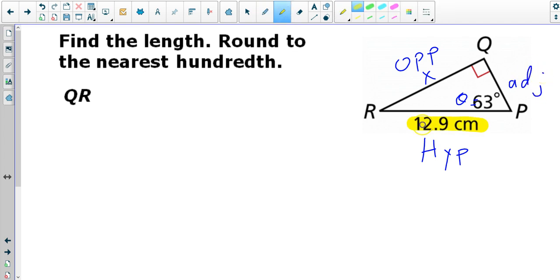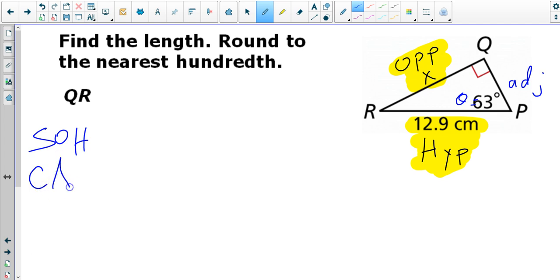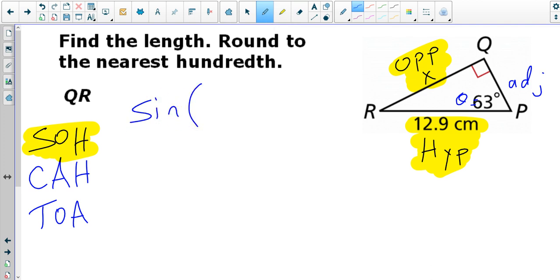So again, I'm going to highlight the one that they gave me, the 12.9, that's the hypotenuse, and I want to find the x, which is the opposite. So when I think about SOHCAHTOA, I am looking for opposite and hypotenuse. Opposite and hypotenuse is sine, so I'm going to choose to use the sine function to solve this problem. So I'm going to write the sine of my angle, so the sine of 63 degrees, is equal to the opposite, which is x, over the hypotenuse, which is 12.9.